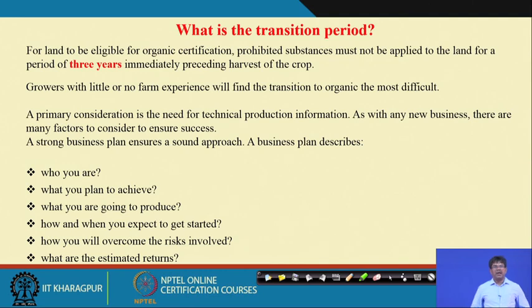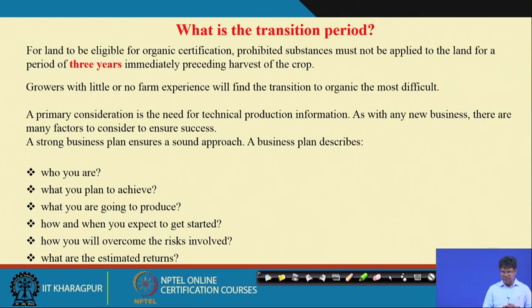And what is the transition period? For the land to be eligible for organic certification, prohibited substances must not be applied to the land for a period of 3 years immediately preceding harvest of the crop. If the crop you are planning is to be labeled or sold as an organic product, then for 3 years before that, the land should not have any chemical fertilizers or pesticides; only then can that product be labeled as organic. So a minimum of 3 years is required for the transition or conversion from the conventional product to the organic product.